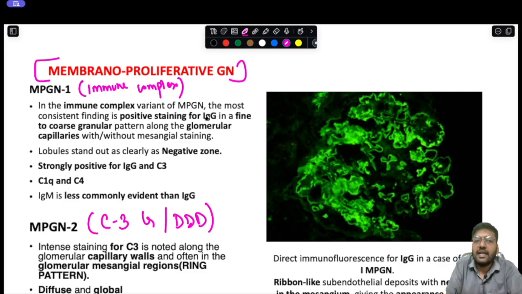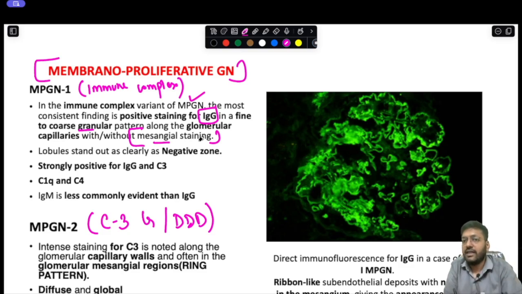So in the immune complex variant of MPGN, that is MPGN type 1, the most consistent finding is positive staining for IgG in a fine to coarse granular pattern along the glomerular capillaries with or without mesangial staining. So mesangial staining can be there, or cannot be there. Over here, there is a deposition, coarse granular deposits along the glomerular capillary basement membrane. As you can see, this is the capillary staining.